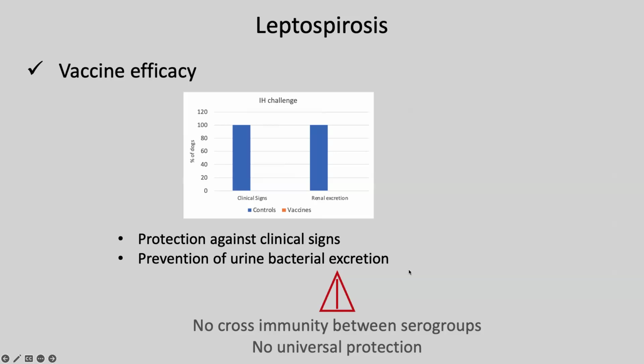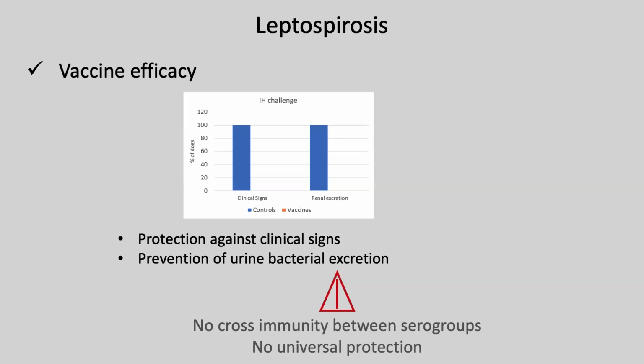But you have to keep in mind that there is no cross immunity between the different serogroups. So even with the L4 vaccine, you won't have a universal protection, meaning that, for example, if your dog is vaccinated with the L4 that does not contain Pomona and is infected by Pomona, it will develop leptospirosis.